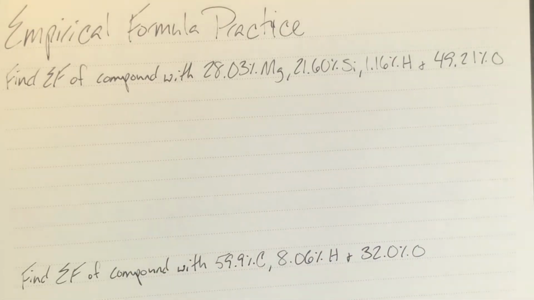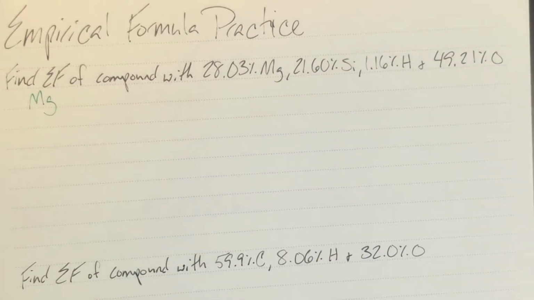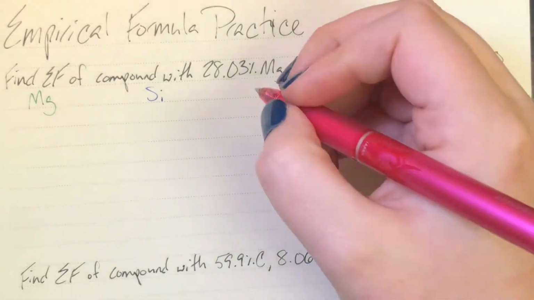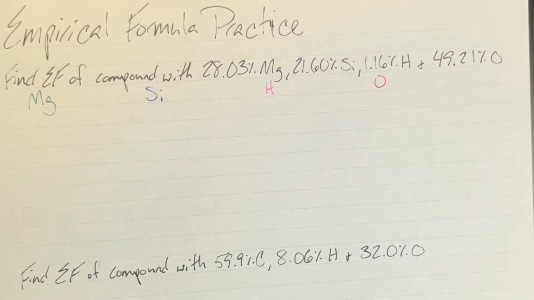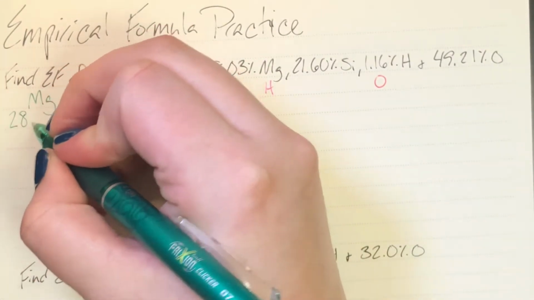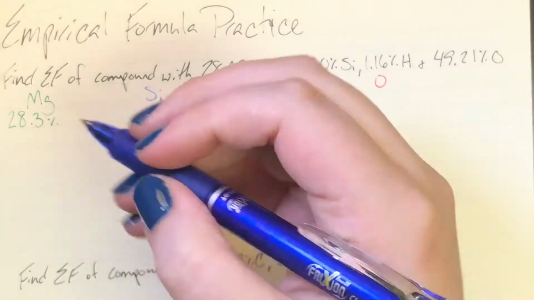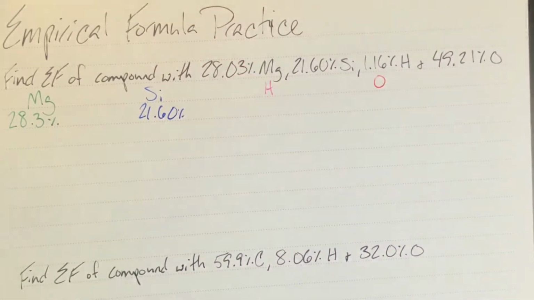So the very first thing that I'm going to do is give each element its own color, and I'm going to establish my columns. I'm going to make magnesium green, silicon blue, hydrogen pink, and oxygen red, and that will help me distinguish my numbers and make sure I'm keeping everything straight. When I am doing a percent to empirical formula, I'm going to make sure that everybody has their appropriate percentages first.